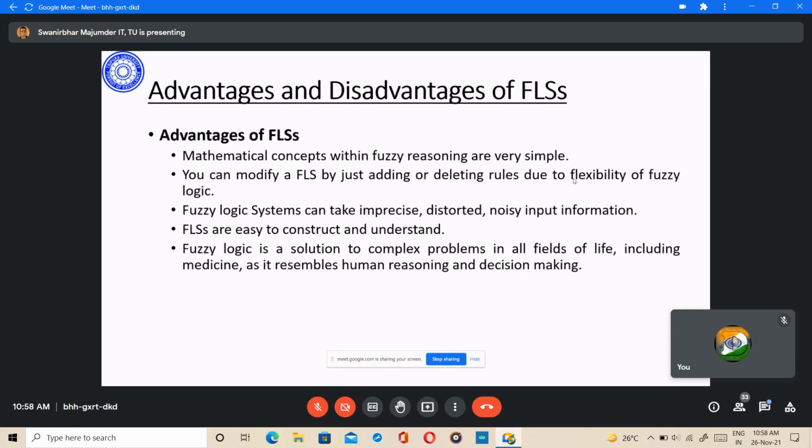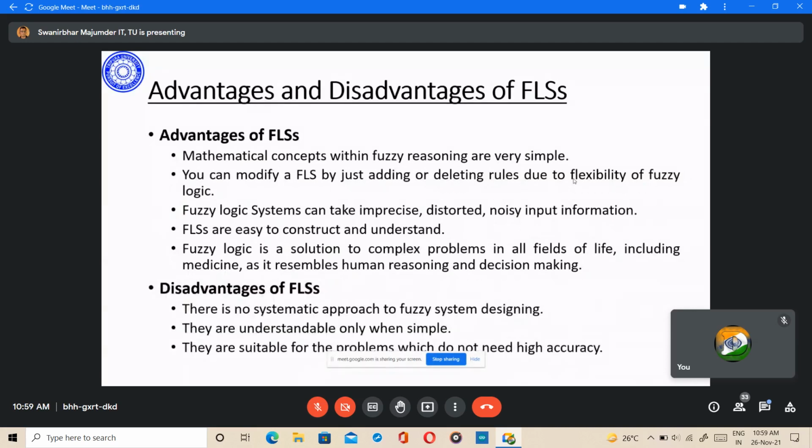So coming to the advantages, the mathematical concepts within the fuzzy reasoning are very simple. You are correlating our human values with respect to some mathematics, and you can modify them by adding, deleting the rules, and that is the flexibility of the fuzzy system. And fuzzy logic systems can take distorted, noisy, imprecise inputs and reconstruct the whole thing. And you can have different solutions to complex problems, via optimization, via reasoning and decision making also. So that's why in control systems you use fuzzy based control systems a lot.